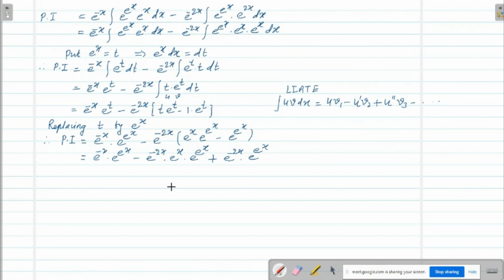Now see here, which factor do we cancel? No factor. So this equals e raised to x into e raised to x minus, see here, the base is the same, so the powers will be added. This becomes e raised to minus x into e raised to x, plus e raised to minus 2x into e raised to x. Now see, which factor will cancel? This is the plus and this is the minus, so this will cancel, getting e raised to minus 2x into e raised to x, which is the required particular integral of the given differential equation.